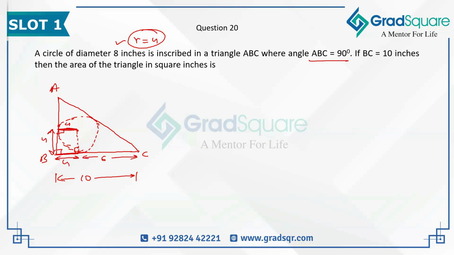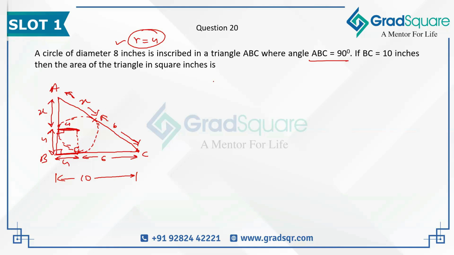Now, from an external point, if I am drawing two tangents to a particular circle, the lengths of the two tangents will also be equal. So this length over here must also be 6. By the same logic, if I take this length as x, then this length should also be equal to x. Now we have the three sides of a right angle triangle ABC in terms of x, right?